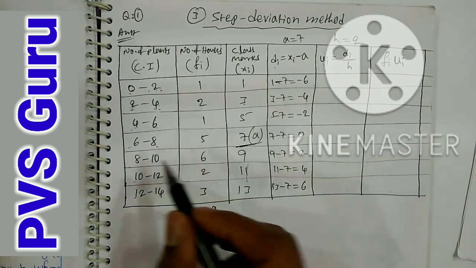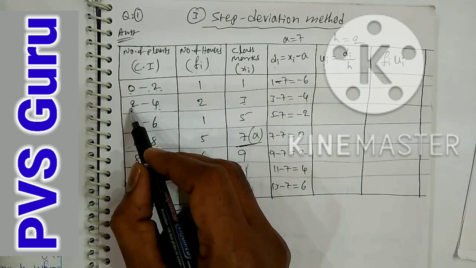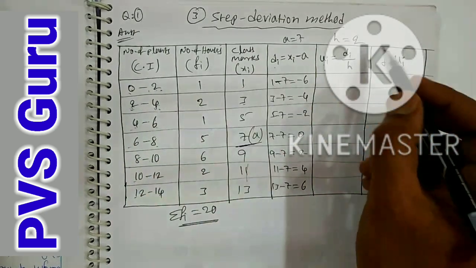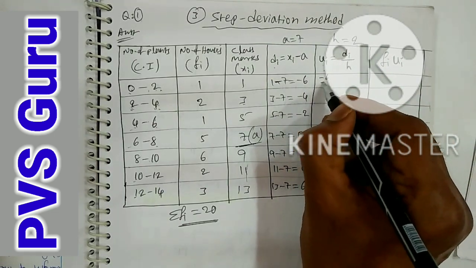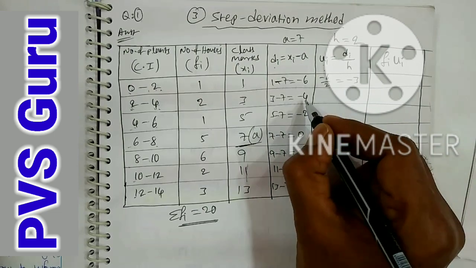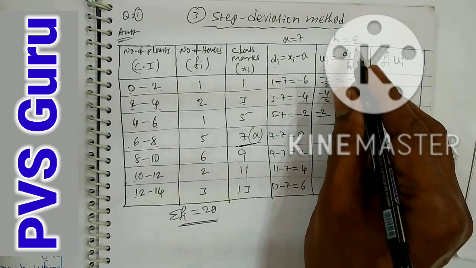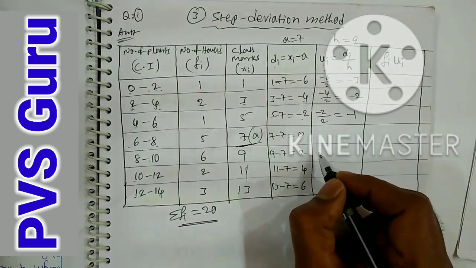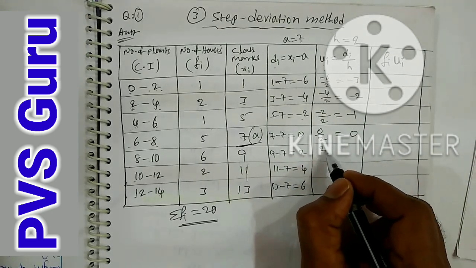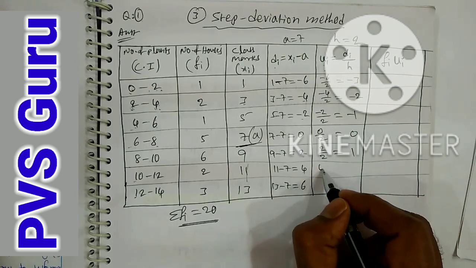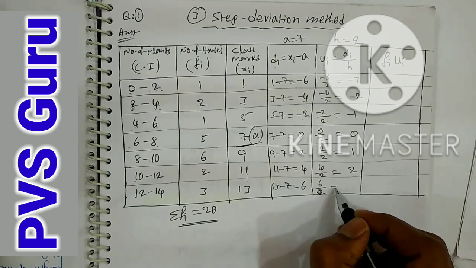H is the length of the class: 0 to 2, 2 minus 0; 4 minus 2. The difference between lower limits or the difference between upper limits. Now we divide each di value by 2. Minus 6 by 2 is minus 3. Then minus 4 by 2 is minus 2. Minus 2 by 2 is minus 1. 0 by 2 is 0. 2 by 2 is 1. 4 by 2 is 2. 6 by 2 is 3.